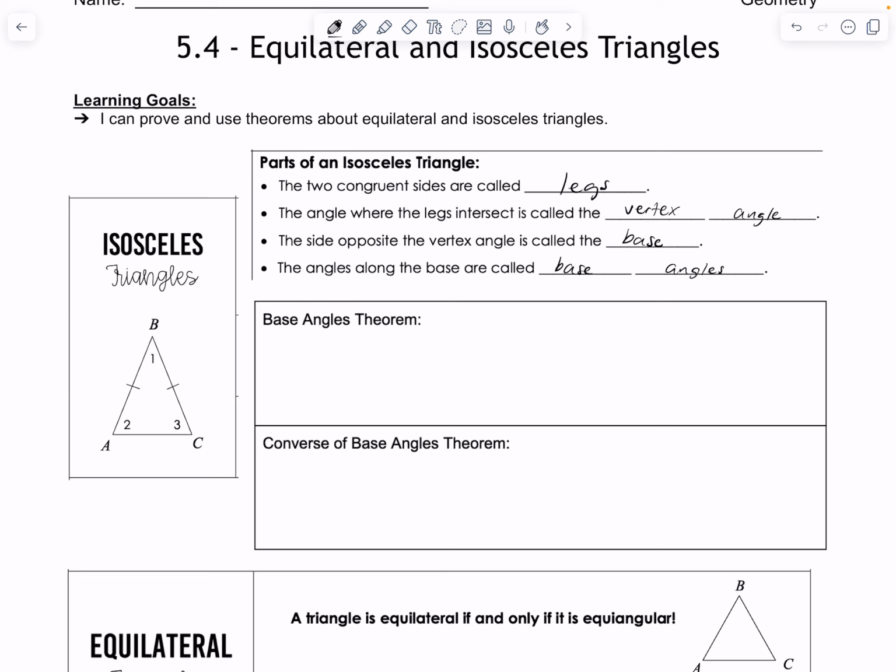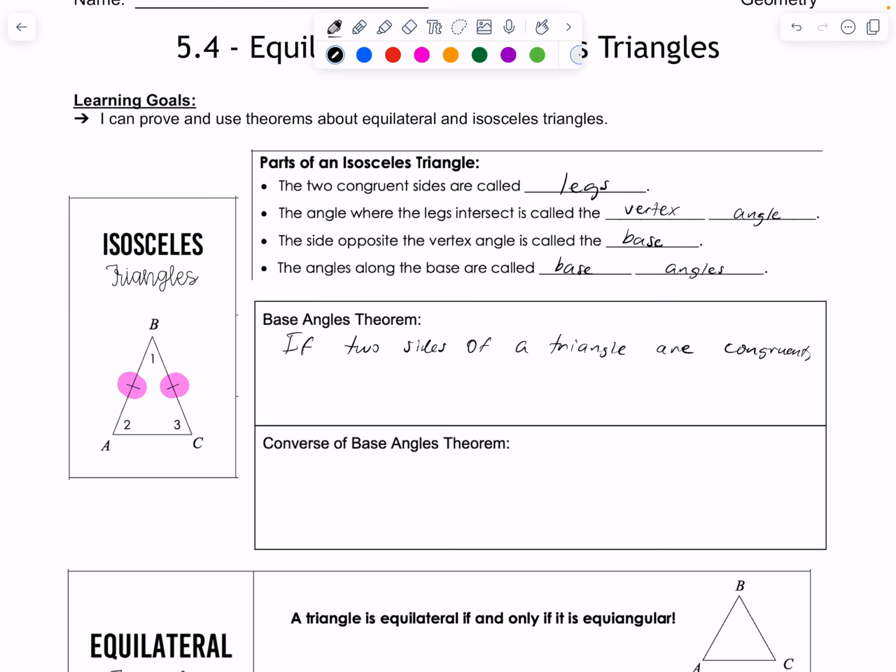Okay, now two theorems, or really just one theorem, and then we're just going to do the converse of it. So the theorem that you need to take away from isosceles triangles is called the base angles theorem. All right, so looking at this figure here, if we have two sides of a triangle that are congruent, right? So if you notice, I'll highlight here, we have these symbols. That tells you that those two sides are congruent. So if two sides of a triangle are congruent, then, all right, here's what the base angles theorem states.